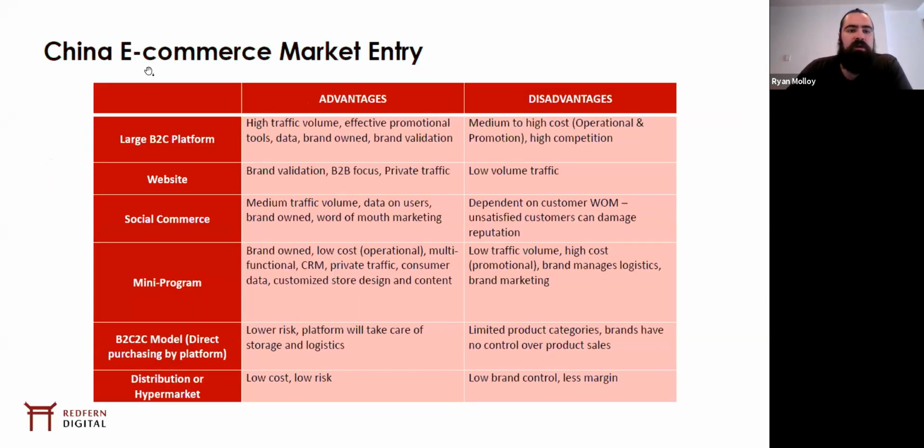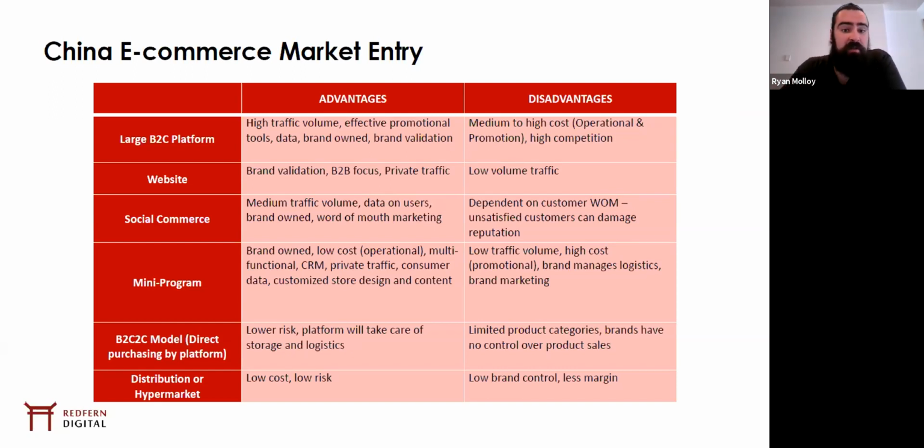And so if we look at the different platforms, I think I've already really talked through these, but your large B2C platforms, the advantage is the high traffic that they have. Disadvantages would be the high costs generally and high competition. Websites would have quite low volume traffic for China. It's more B2B. A lot of brands that we work with from a B2B element, websites have an important play, because obviously you're looking more for lead generation.